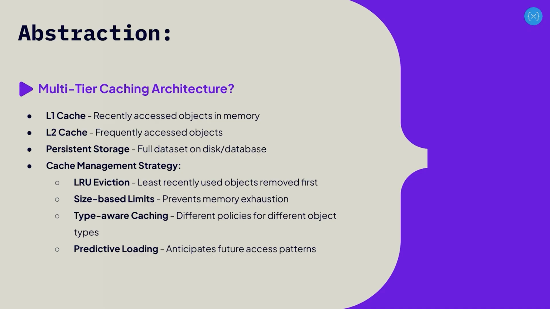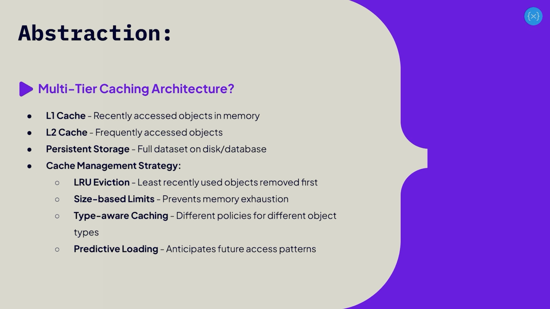Next, we have the caching layer strategy. We have multiple different caching hierarchies. So L1 cache, which is recently accessed objects in memory, the L2 cache, which is frequently accessed objects, and then persistent storage, which is the full data set on the disk.